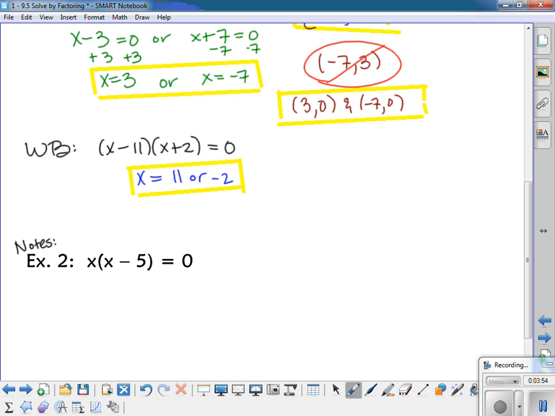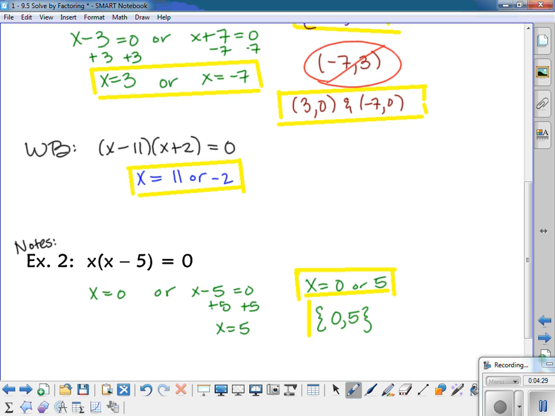Alright, so now I have x times x minus 5 equals 0. So I still have 2 factors, just one of them isn't in parentheses, it's just an x, but you're going to do it the same way. Either x equals 0 or x minus 5 equals 0. So I don't need to do anything to the x equals 0, the x is already alone, but I add 5 here. And I get x equals 5. So x equals 0 or 5. Or again, you could write it 0, 5 inside of braces. Any questions?